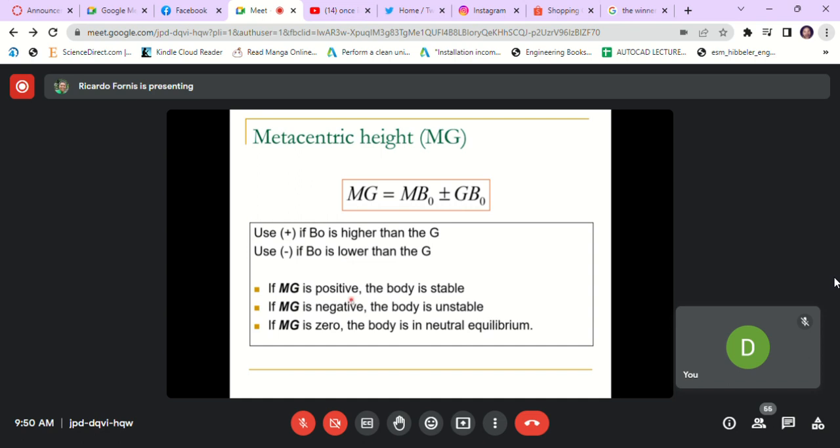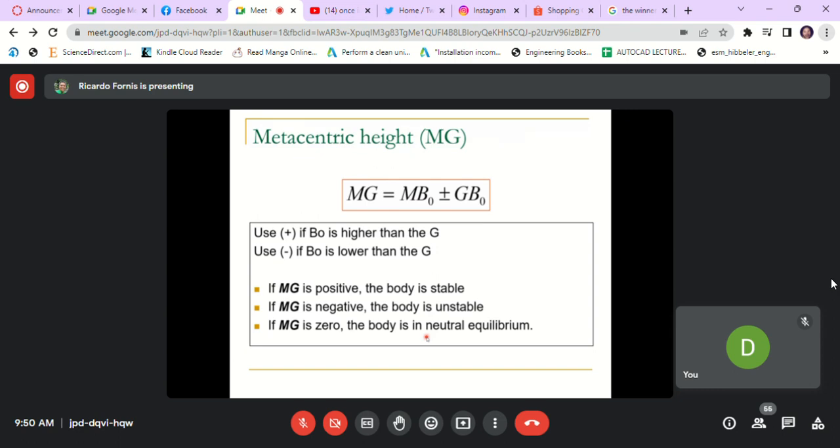If the BO is higher than the G, we use plus, then the MG becomes positive. But if MG is minus, there's a chance that the GBO is greater than the MBO. So if MG is positive, the body is stable, while if MG is negative, the body is unstable. And if MG is zero, the body is in neutral equilibrium.